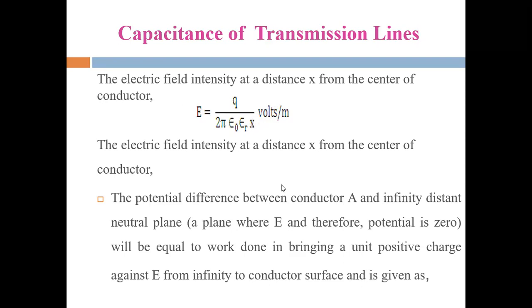The potential difference between the conductor A and an infinite distance neutral plane, a plane where E and therefore the potential is zero, will be equal to the work done in bringing a unit positive charge.